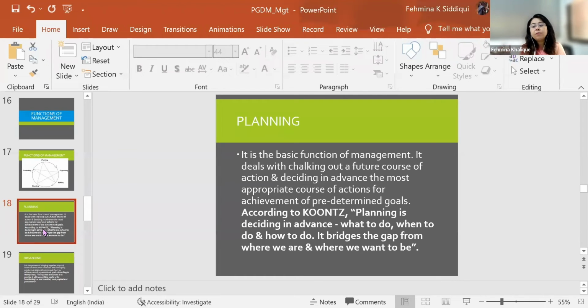The first function begins with planning, as I said. Planning, according to Harold Koontz, is deciding in advance what to do, when to do, and how to do it. It bridges the gap from where we are to where we want to be. So today I have done my graduation and I want to complete PGDM.